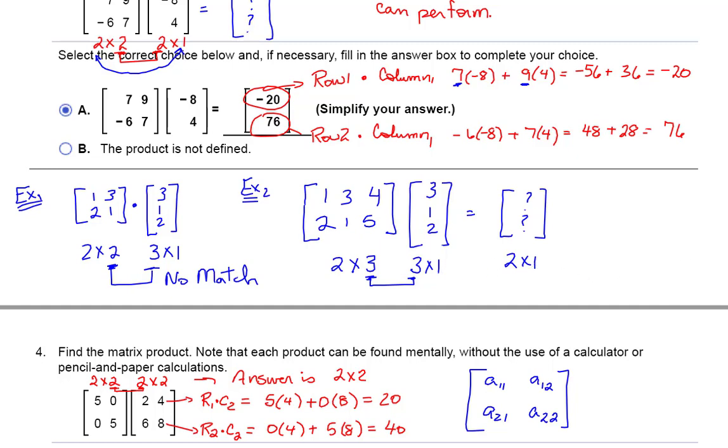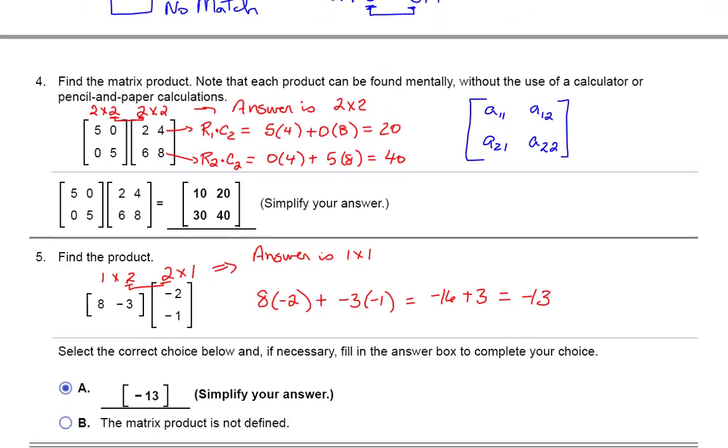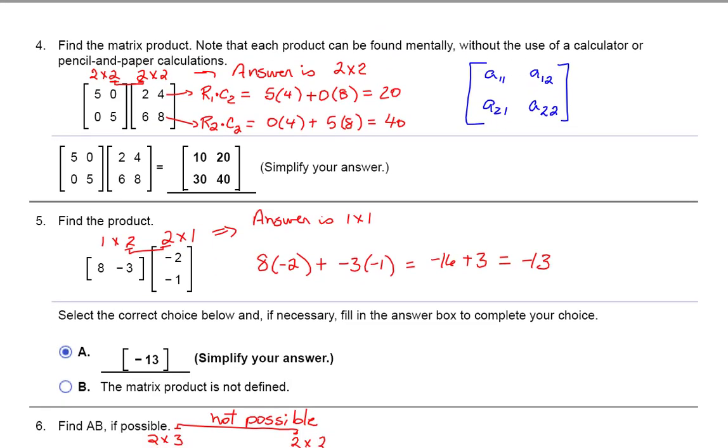All right, what about question 4 here? Looking at question 4, we have two matrices. Sizes are 2 by 2 and 2 by 2. Inside numbers match, and so my answer is the outside numbers. Okay, outside numbers. And so the answer is going to be 2 by 2. And so it's going to look like this.